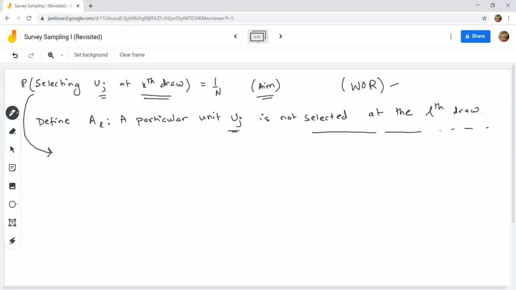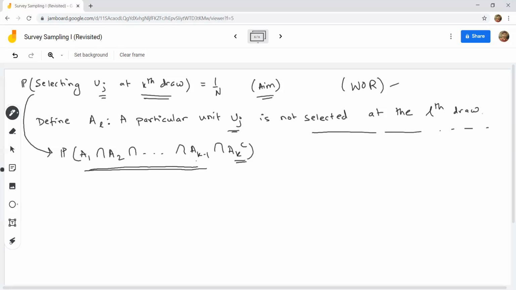So I can write this event as the probability of A1, that is, it is not selected in the first draw, intersection A2, it is not selected in the second draw, and so on, up to A_{k-1}, and then A_k complement. Why A_k complement? Because it is selected in the kth draw, but in the first k minus 1 draws it is not selected. So I'm taking the intersection of those, but since it is selected in the kth draw, I'm taking the complement of that. Is this clear? Is this line clear? Why am I writing this?